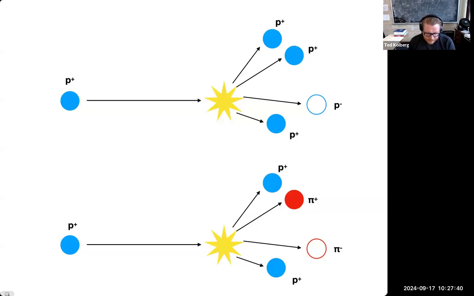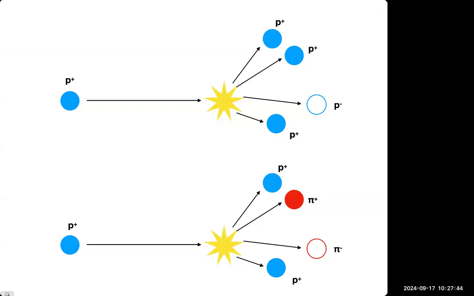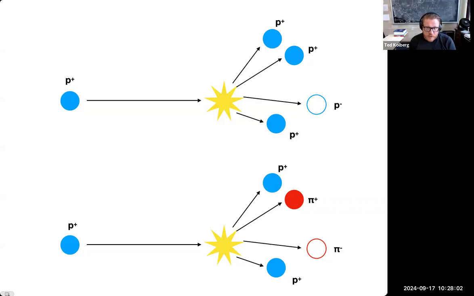Alex, you want to take a guess? Yeah, maybe if you made the energy of the initial proton low enough to the point where it couldn't produce the antiproton, then you could determine how often it decays into the other two. Yeah, so that's also a really good idea, right?